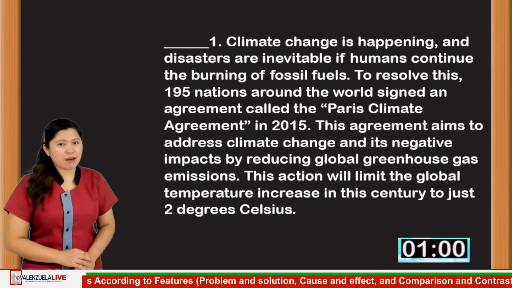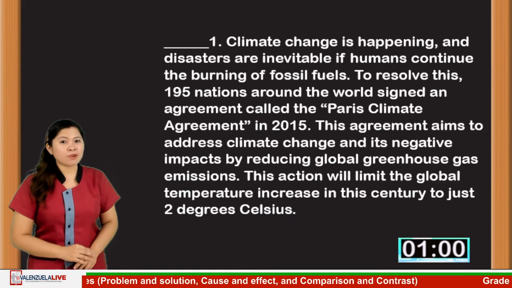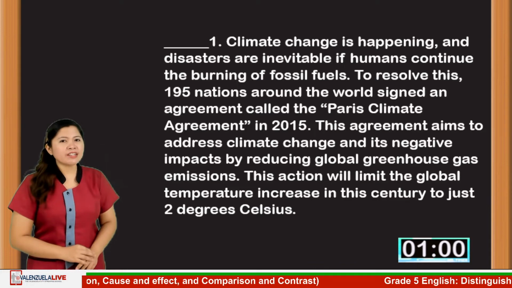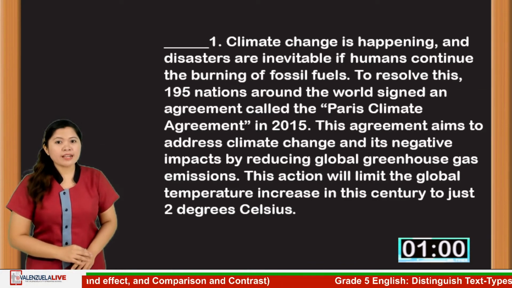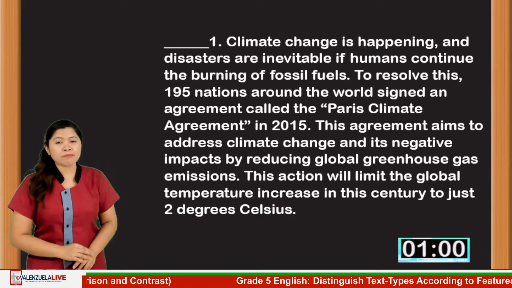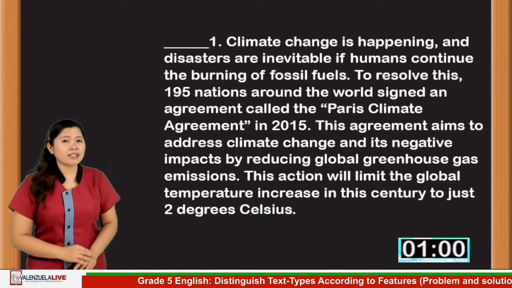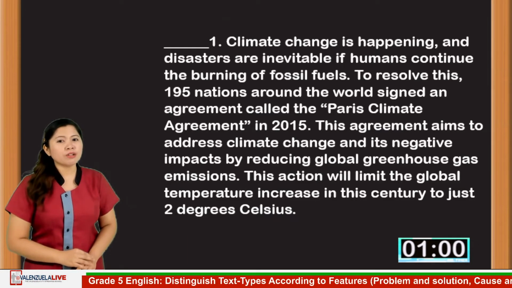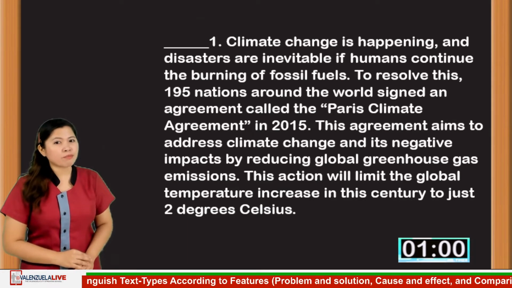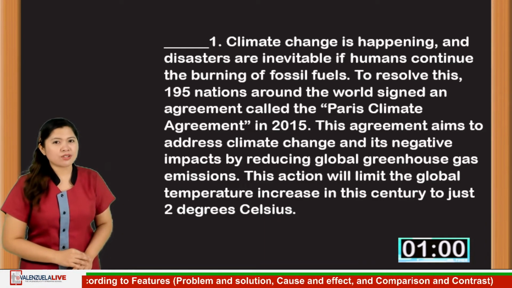Climate change is happening, and disasters are inevitable if humans continue to burn off fossil fuels. To resolve this, 195 nations around the world signed an agreement called the Paris Climate Agreement in 2015. This agreement aims to address climate change and its negative impacts by reducing global greenhouse gas emissions. This action will limit the global temperature increase in this century to just 2 degrees Celsius.